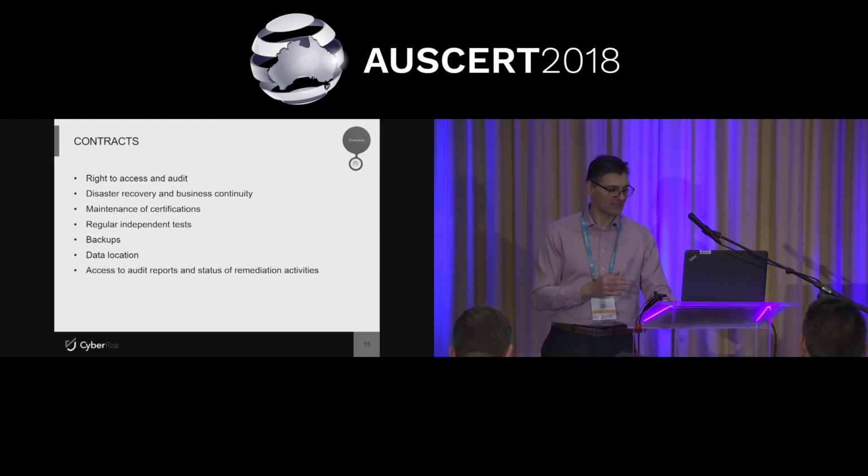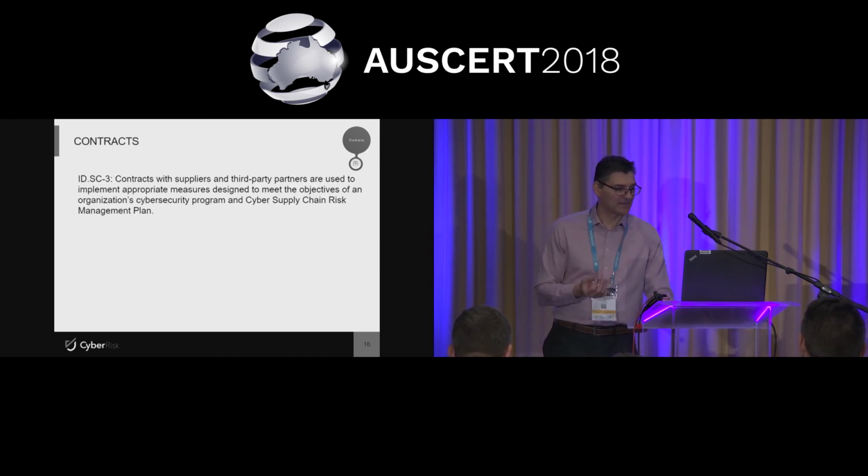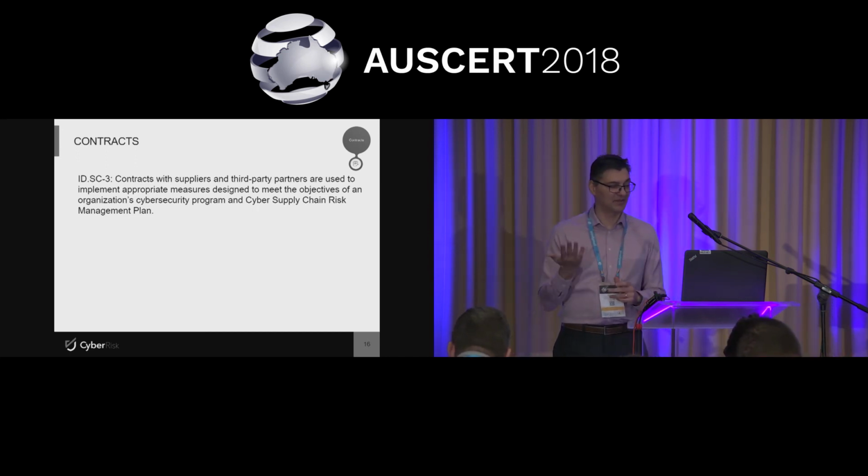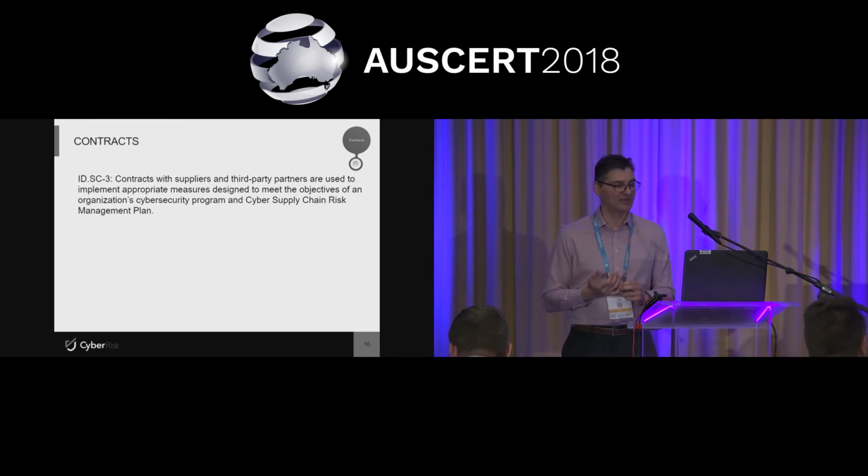This particular section deals with the supply chain risk objective 3 in NIST: contracts with suppliers and third-party partners are used to implement appropriate measures designed to meet the objectives of an organisation's cybersecurity program and cyber supply chain risk management plan.